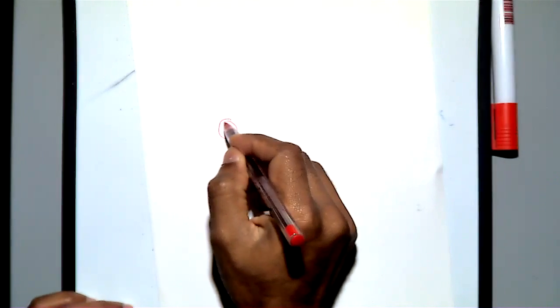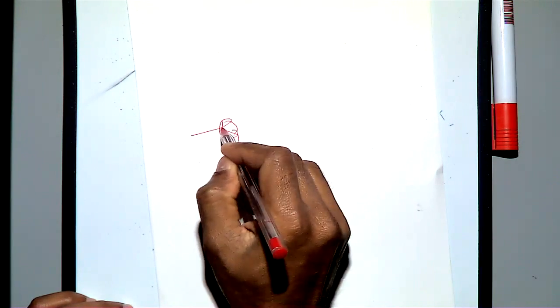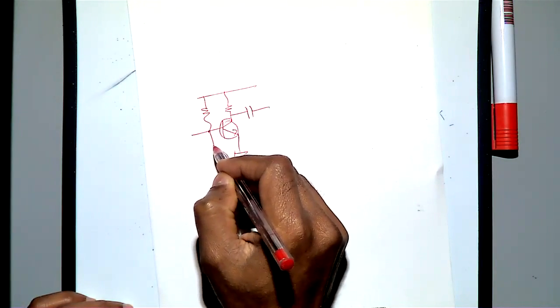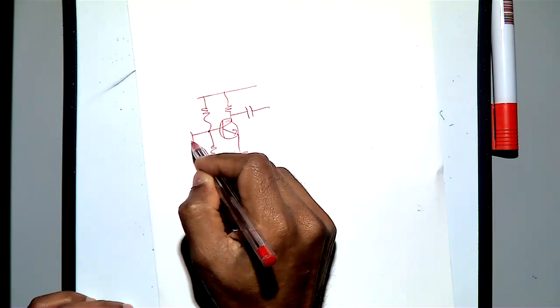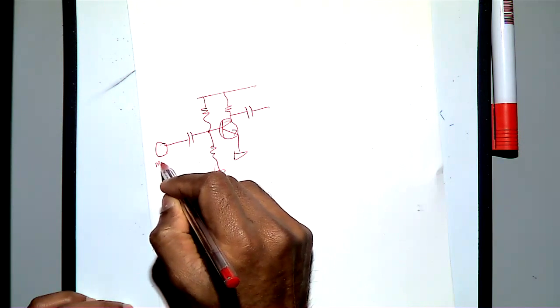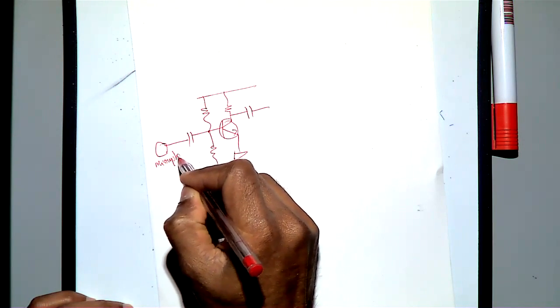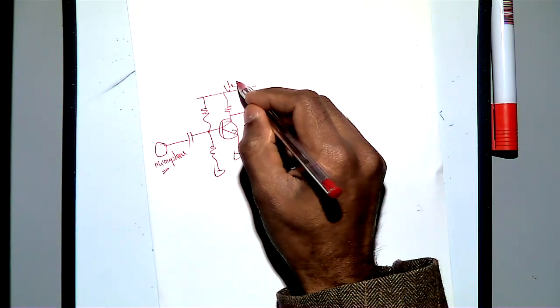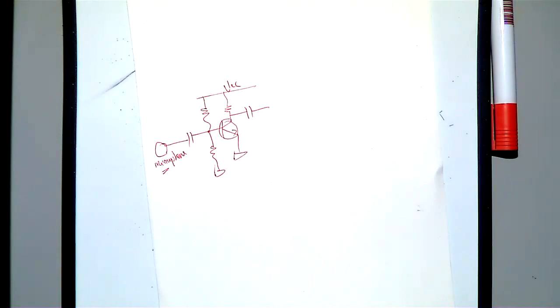So you have designed a simple amplifier. It's a common emitter amplifier, and you have designed it. So this is your Vin. Maybe I'm going to take a microphone. So you are designing an audio amplifier. Then this is your VCC. Then it's working. It's meeting the specification.